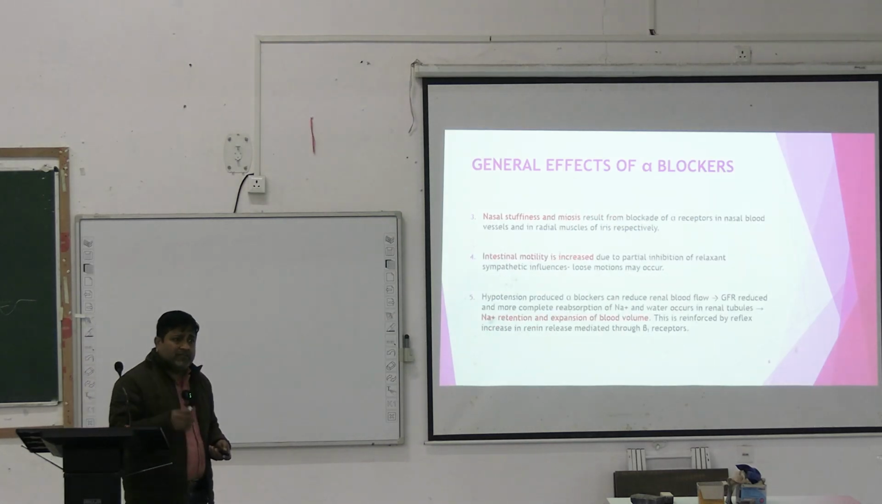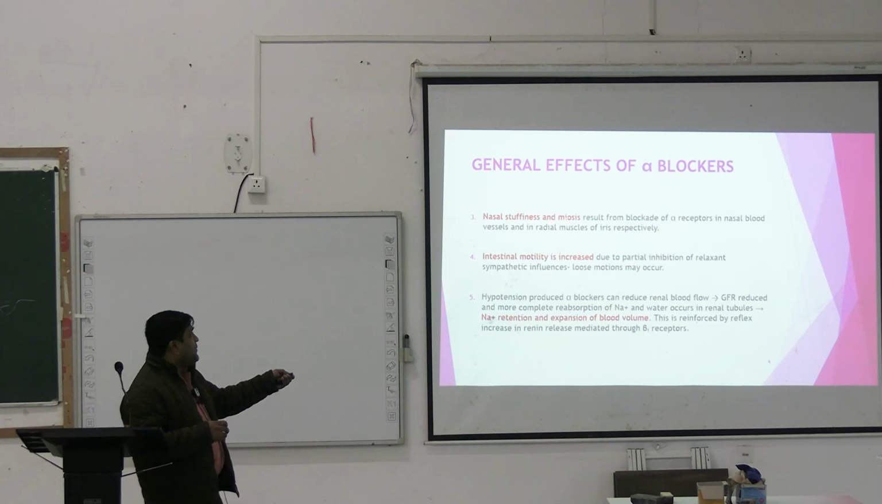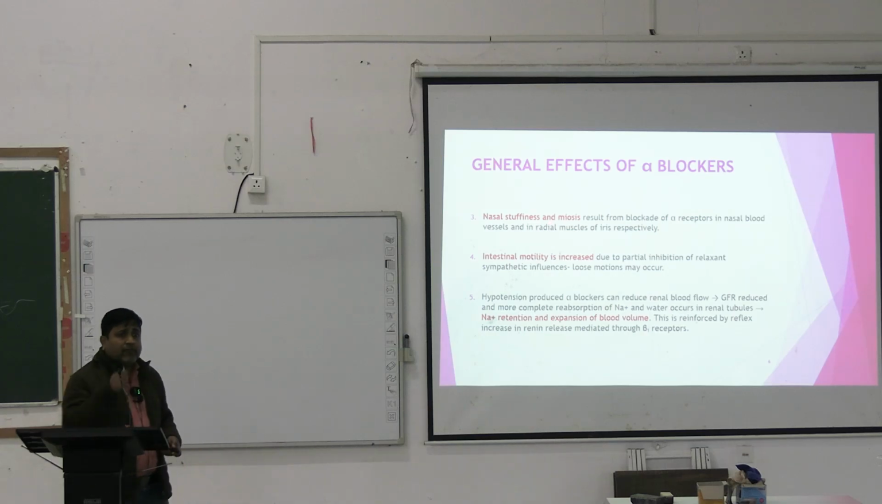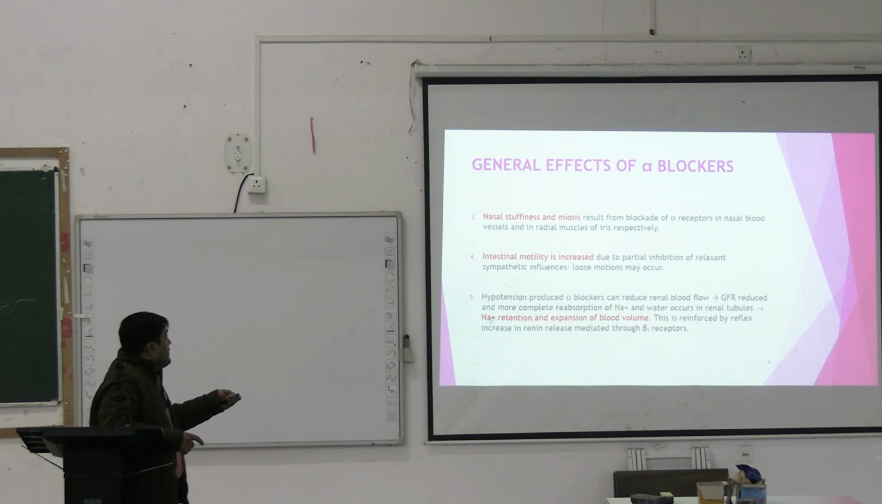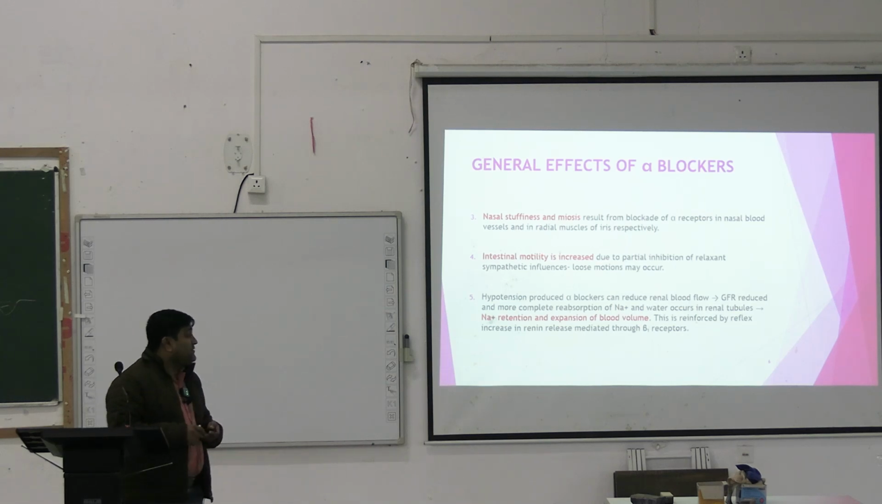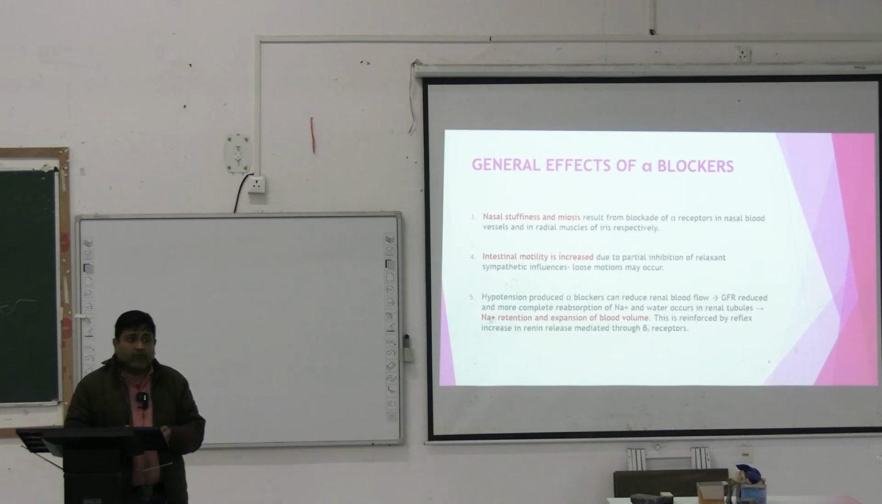Nasal stuffiness can be seen, as already said before. Miosis is seen because of the alpha blockade in the radial muscle of the iris. Intestinal motility is increased, and again there is sodium retention and expansion of blood volume.